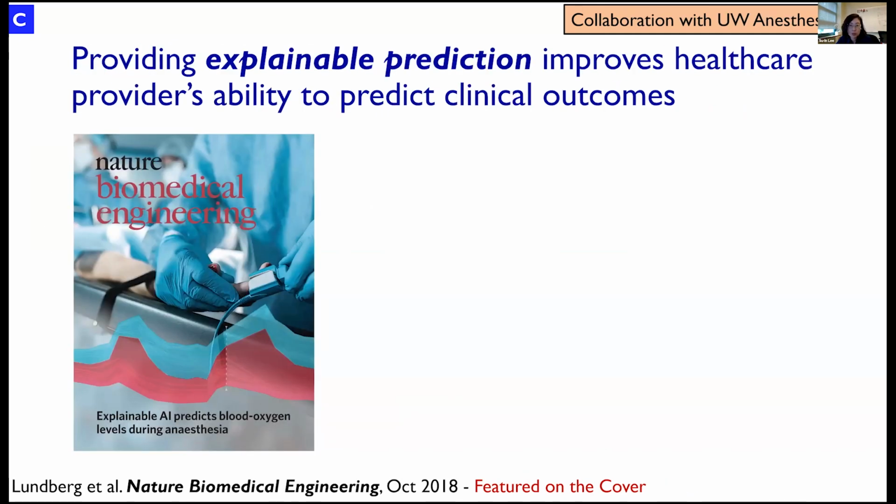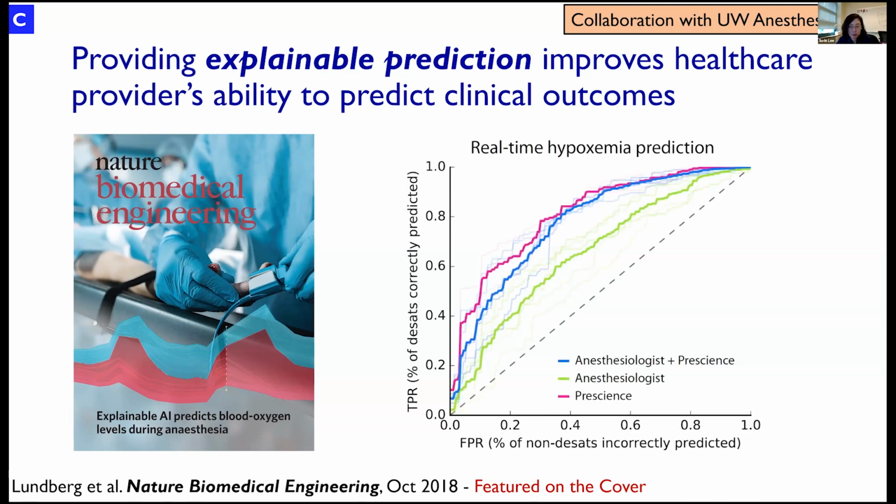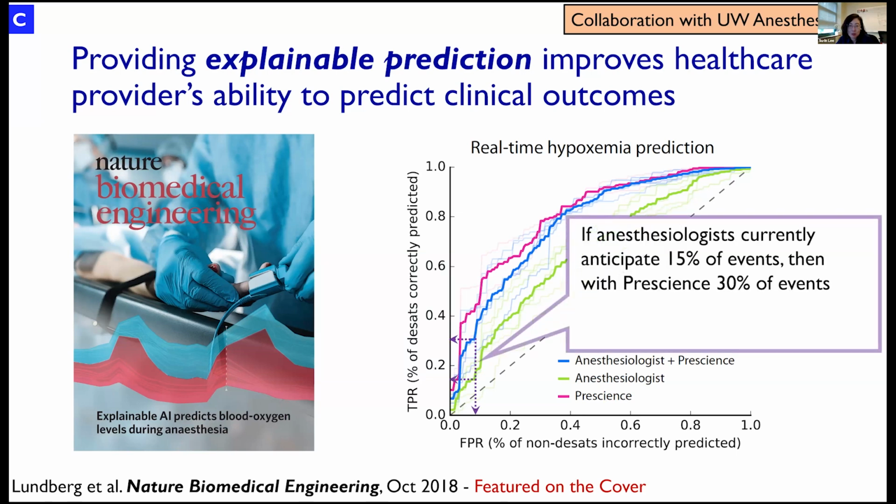In a different study, we also showed that explainable prediction can improve clinicians' ability to predict events. For example, this ROC curve shows the prediction performance for hypoxemia prediction. It means low blood oxygen level that can happen during surgery when the patient is under anesthesia. It's a dangerous condition. Our result implies that clinicians can detect millions of additional hypoxemic events annually with the aid of prediction with XAI capabilities.